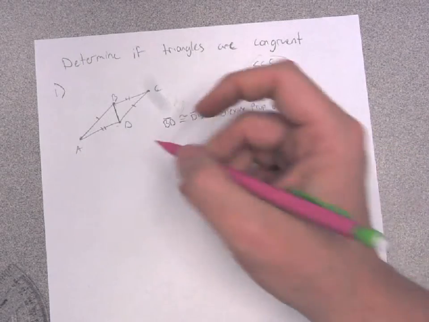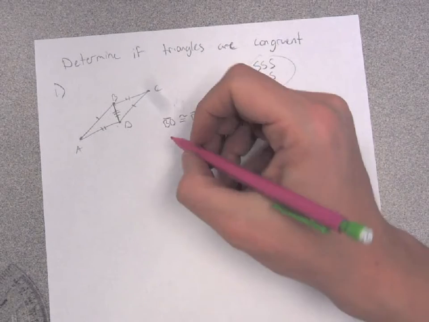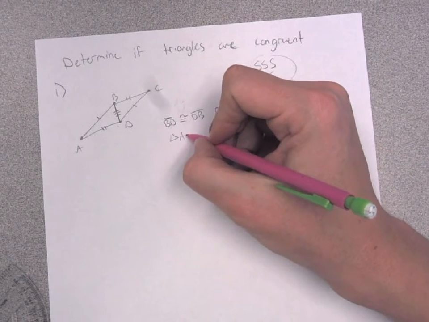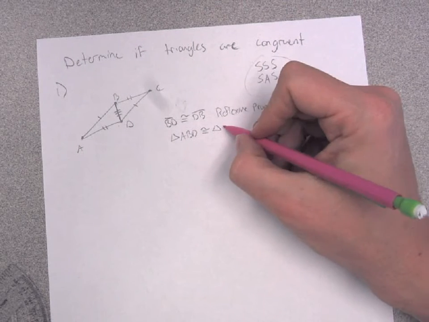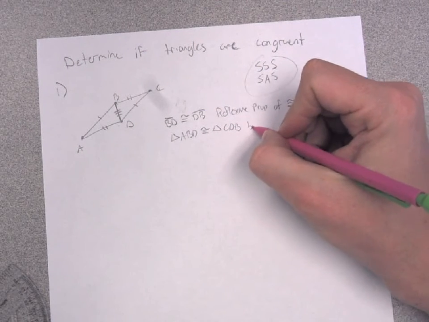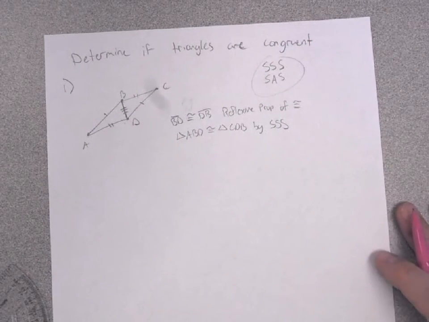So with this, I can now mark this. Sometimes in the book you'll see they'll actually do a tick marking that shows it's congruent to itself. So now I have triangle ABD congruent to triangle CDB by SSS.